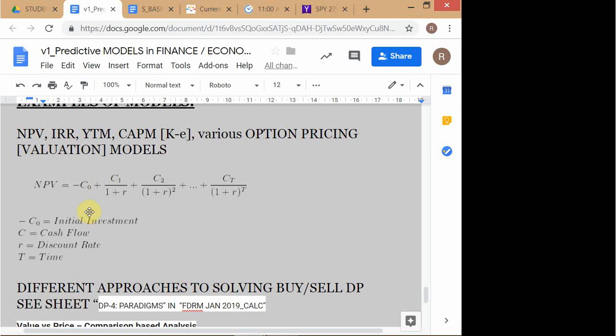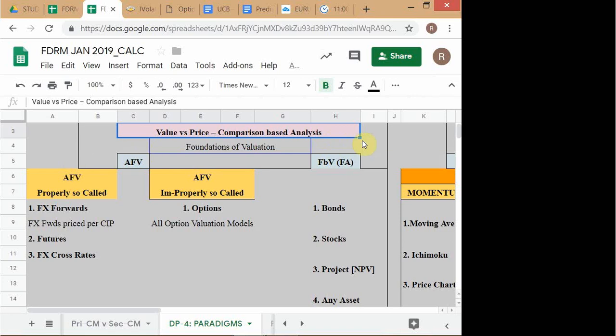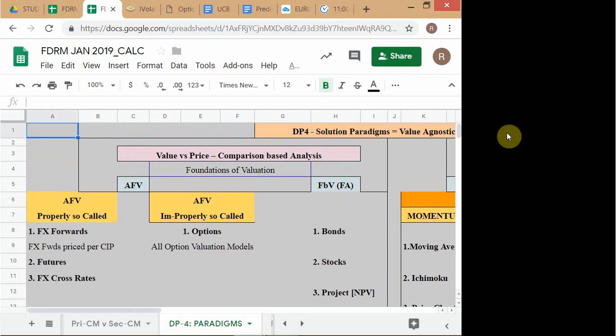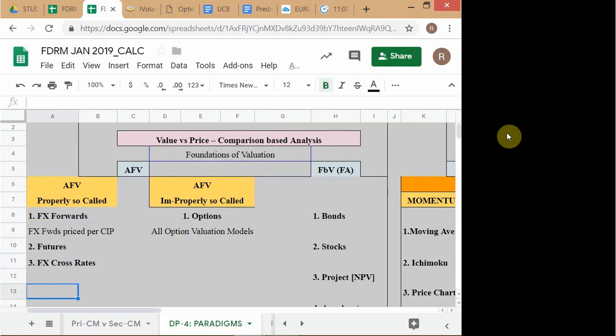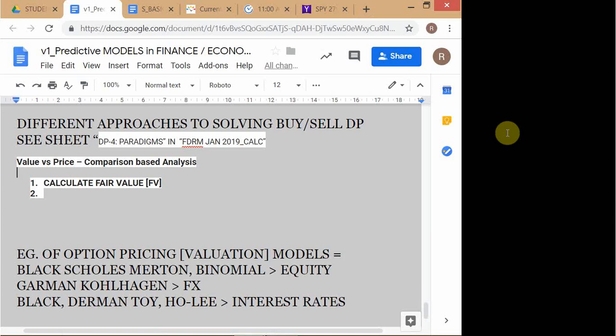Now let me just explain the framework, because what we are describing now is this entire category. Remember, this whole thing is two approaches. One is value agnostic and one is value versus price comparison. In this value versus price comparison, I'm giving you an example that you're already familiar with, which is the NPV. And I'm saying that this is what the value versus price comparison analysis framework is. Calculate fair value. Compare fair value to market price.